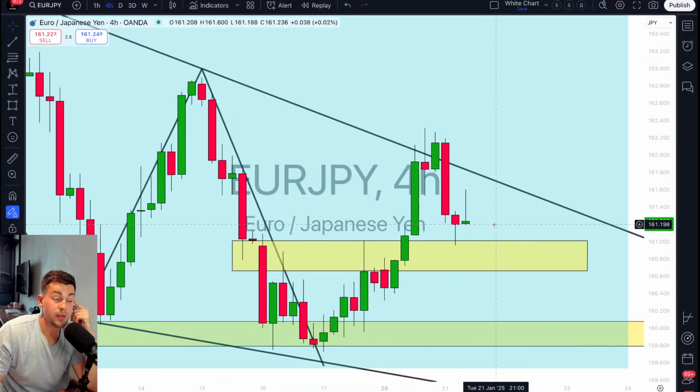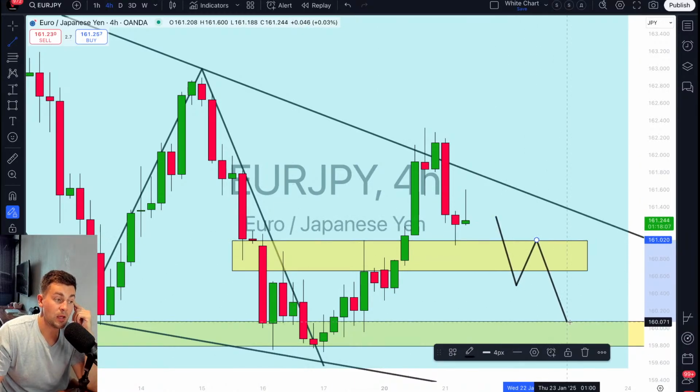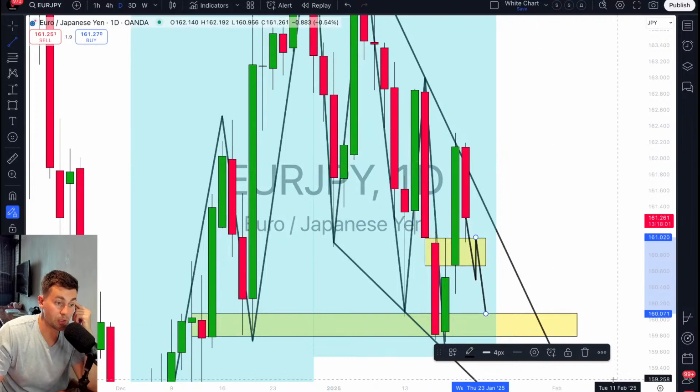If you are looking for a further bearish continuation of the pair, I think the violation of that support will be the trigger that will push the prices lower. Yes, that is what I see on Euro-Yen.